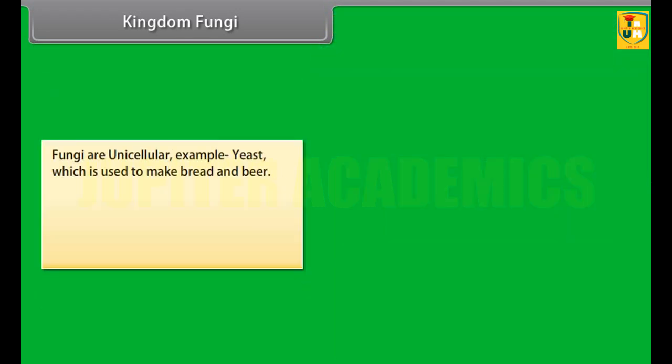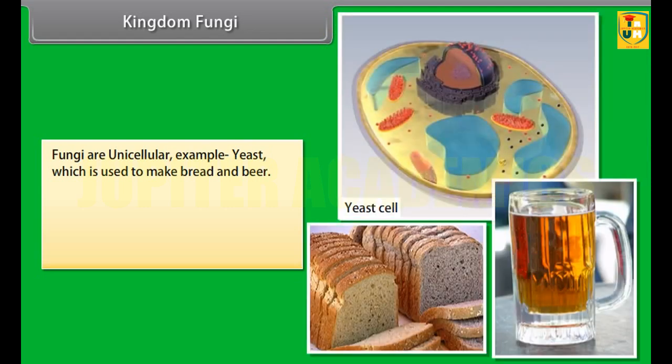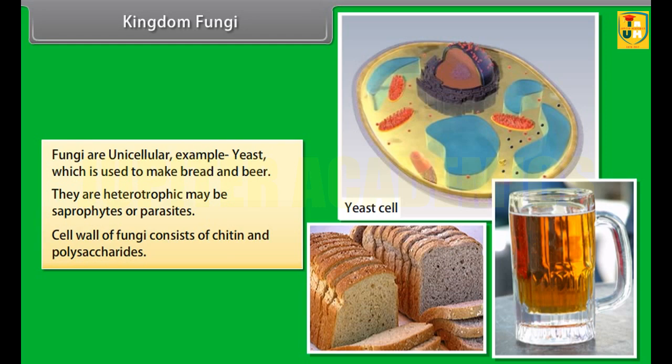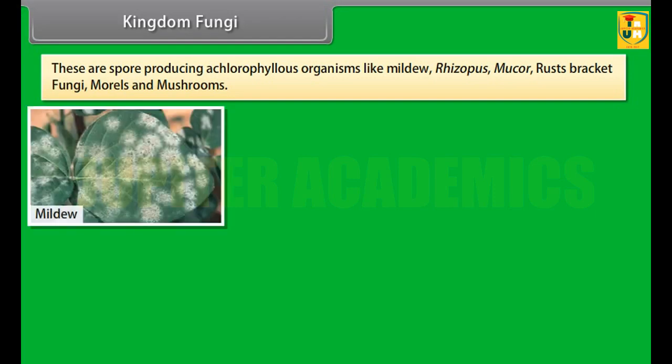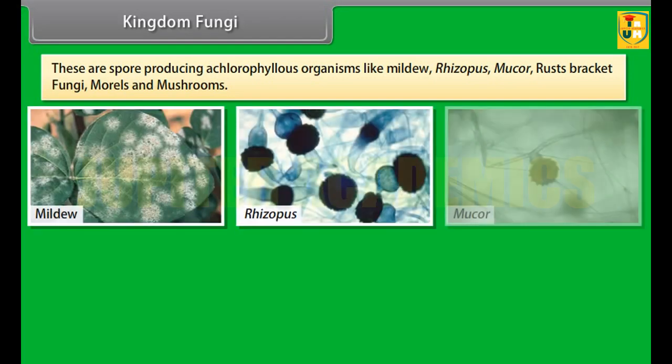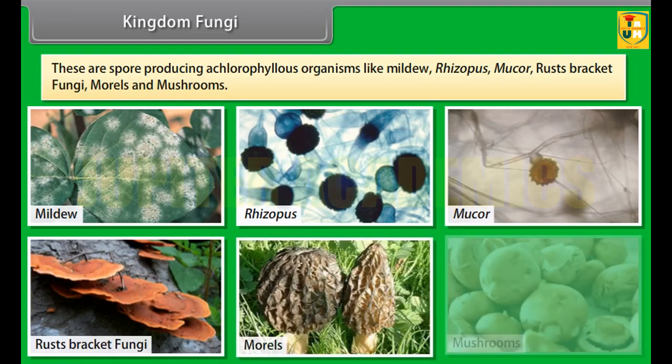Fungi may be unicellular. Example, yeast, which is used to make bread and beer. They are heterotrophic, may be saprophytes or parasites. The cell wall of fungi consists of chitin and polysaccharides. These are spore-producing achlorophyllous organisms like mildew, Rhizopus, Mucor, rusts, bracket fungi, morels, and mushrooms.